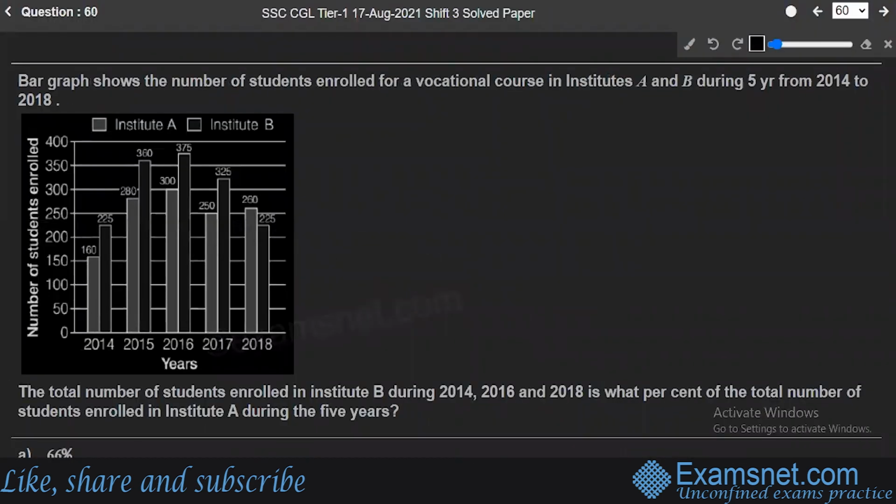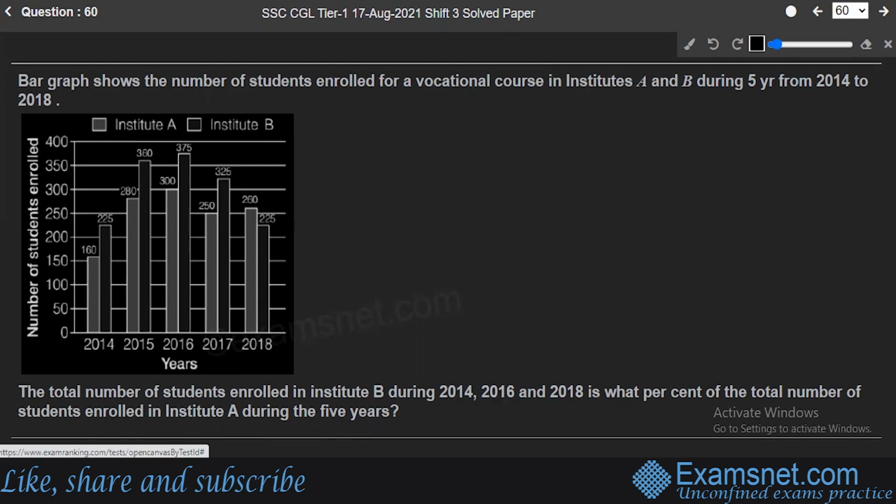Question number 60. Bar graph shows the number of students enrolled for a vocational course in Institute A and B during 5 years from 2014 to 2018. So here are the institutes A and B. This one, the gray part, represents Institute A, and the darker one represents Institute B. You have to find out the total number of students enrolled in Institute B during 2014, 16, and 18 is what percent of students enrolled in Institute A during the 5 years.